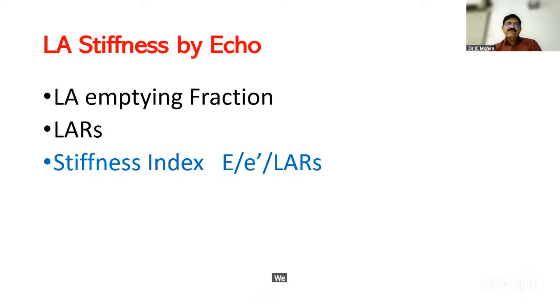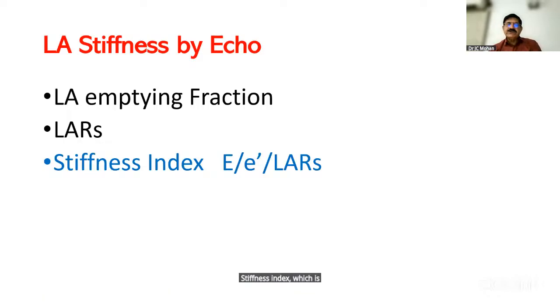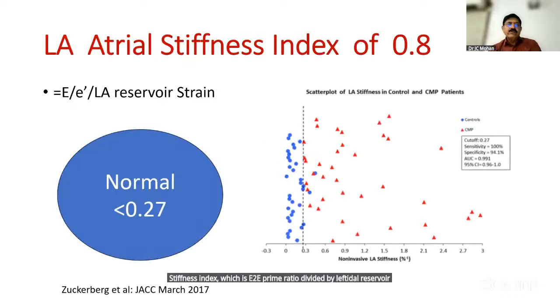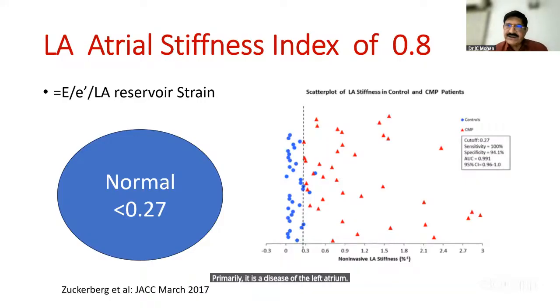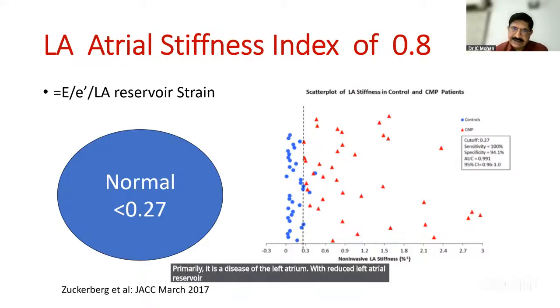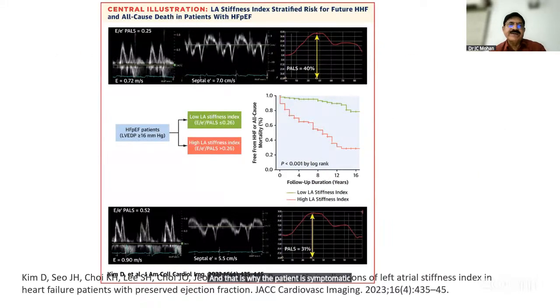We went beyond the mandate given by the guidelines, but the guidelines do talk about left atrial stiffness index, which is E to E prime ratio divided by left atrial reservoir strain, normal being less than 0.27. Our left atrial stiffness index is 0.8, clearly indicating disease is in the left atrium. Primarily, it is a disease of the left atrium with reduced left atrial reservoir strain, reduced left atrial contractile strain, increased left atrial stiffness, and that is why the patient is symptomatic with HFpEF.